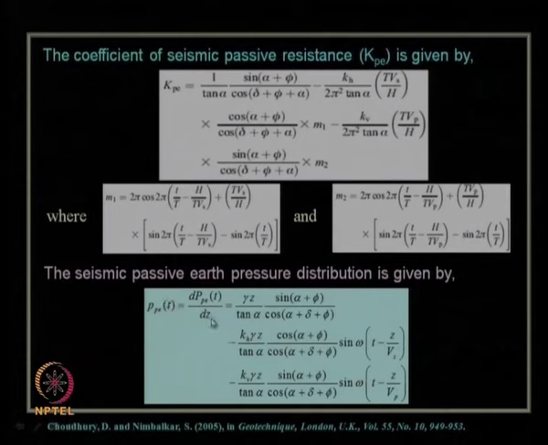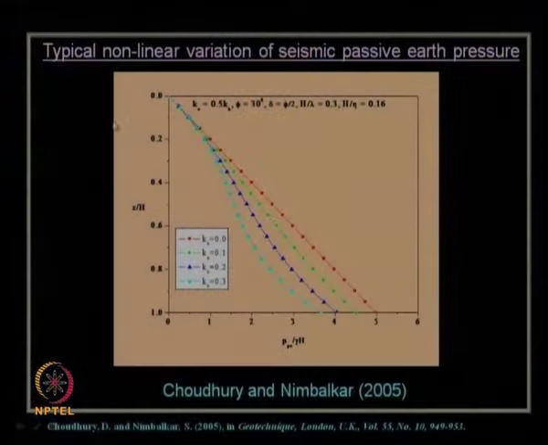So, once you know the distribution, automatically you know the point of application of the total passive resistance as well, which will help you to put the reinforcement in your wall section when you are designing the wall. Fine. So, all these details are available in this journal paper of Geotechnique by Choudhury and Nimbalkar 2005. Now, let us see how the results are varying as far as the proposed pseudodynamic method is concerned.